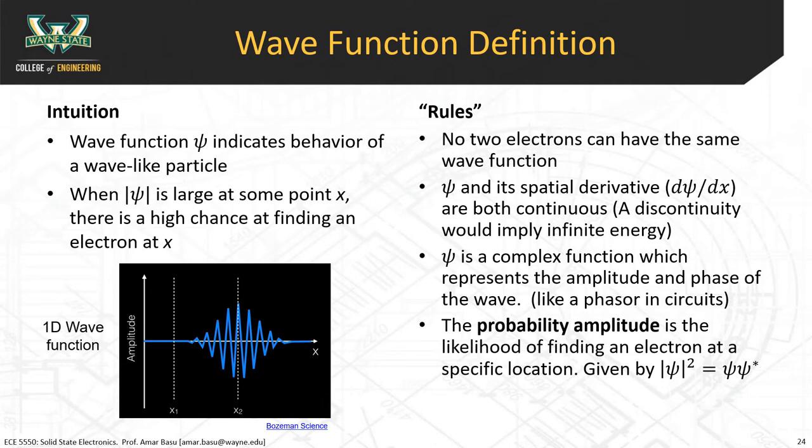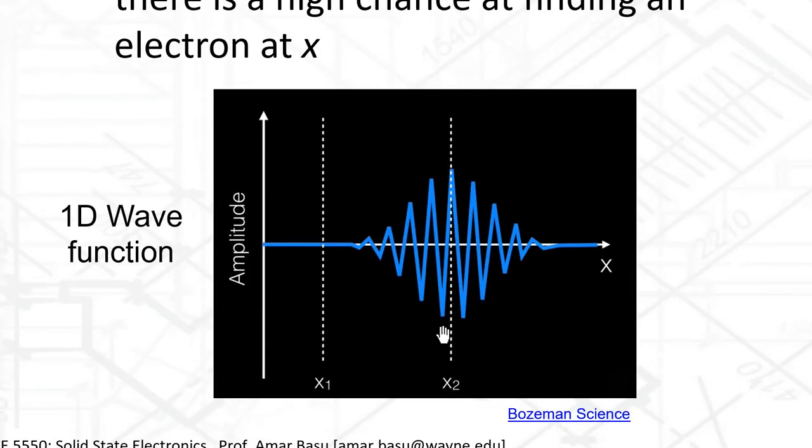First of all, the wave function indicates the behavior of a wave-like particle. Wherever psi happens to be large, at some point x, there's a high chance of finding an electron there, psi squared. But psi and psi squared are related. So wherever you have a large value of psi, there's also a large value of psi squared. So there's a high probability of finding an electron at that particular location. This is what a typical wave function might look like, and I'll get into this on the next slide.